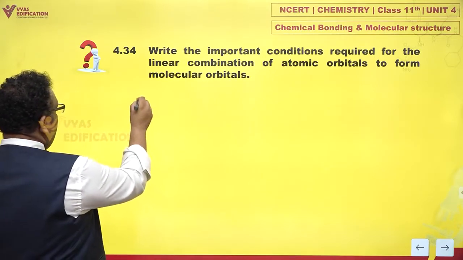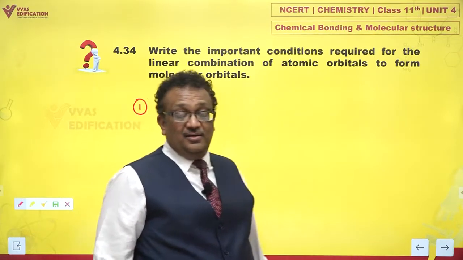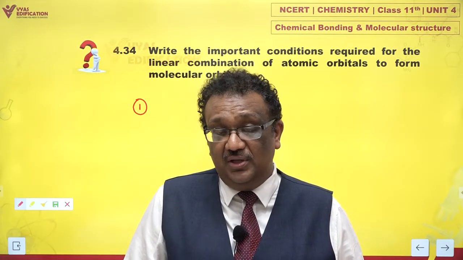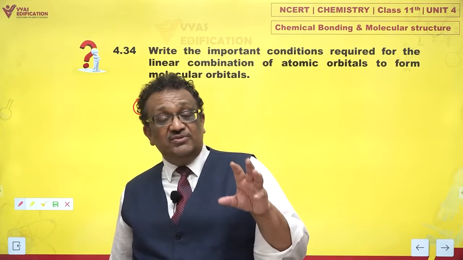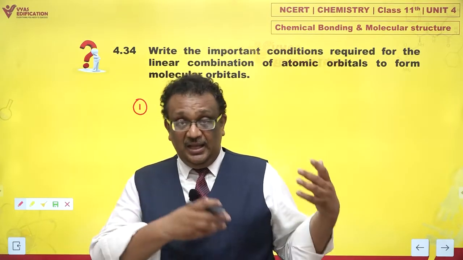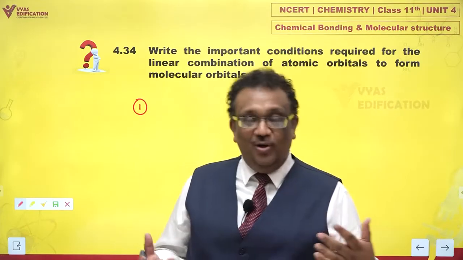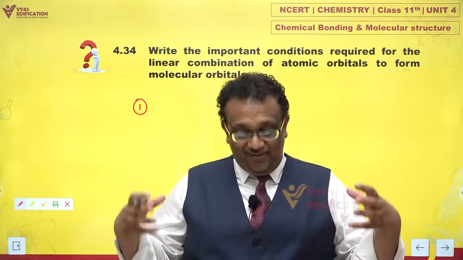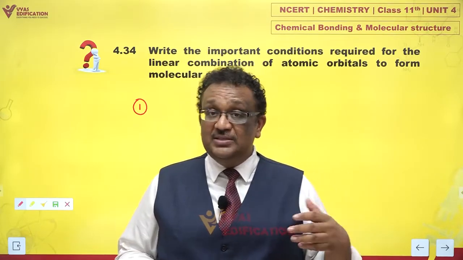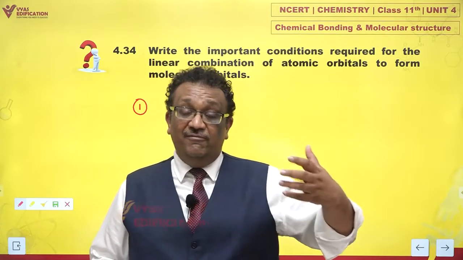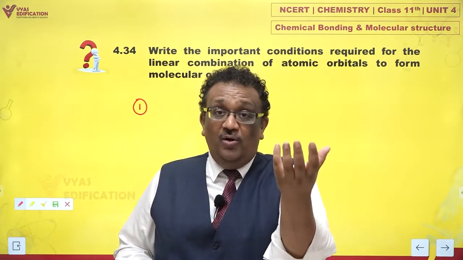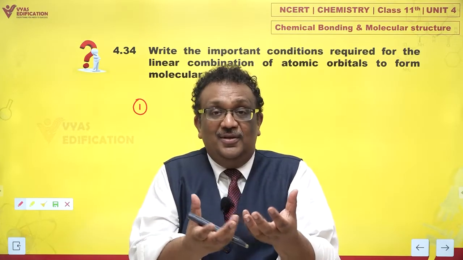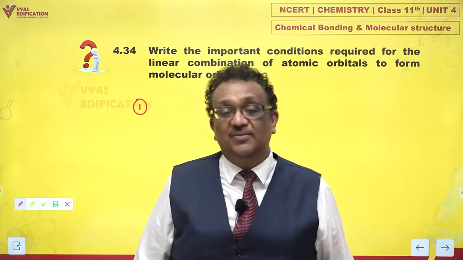I would like to remind you that these orbitals are present on different atoms. Please don't confuse them with hybridization. In hybridization, the orbitals are present on the same atom. In the LCAO method, if two atoms are combining, that means a molecular orbital is being formed when an orbital on one atom combines with an orbital on another atom. There are two different atoms involved, please remember that.